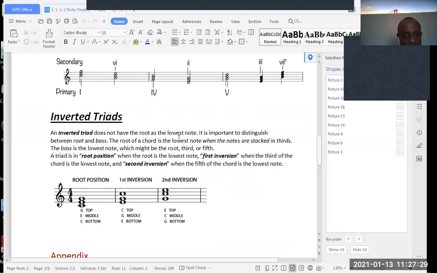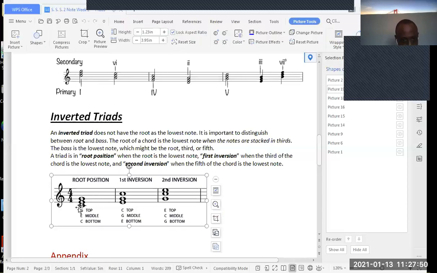It is important to distinguish between root and base. The root of the chord is the lowest note when the notes are stacked in thirds. The base is the lowest note, which might be the root, the third, or the fifth. What are we trying to say there? Now look at this picture.